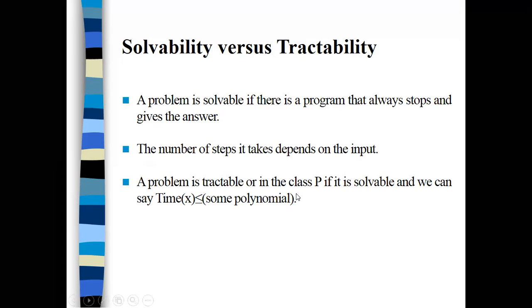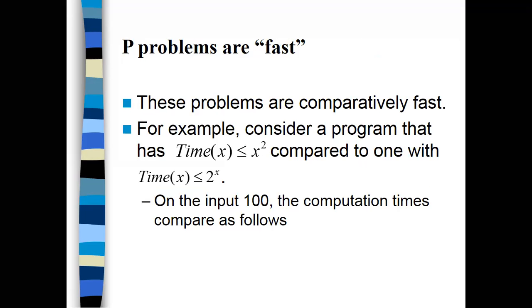A problem is tractable, or in the class P, if it is solvable and the time is at most some polynomial. As you may remember from high school mathematics, there are polynomial and non-polynomial functions. P problems are usually fast, as we can solve them in a minimum time span. Other problems are slow because they take much time. These problems are comparatively fast.